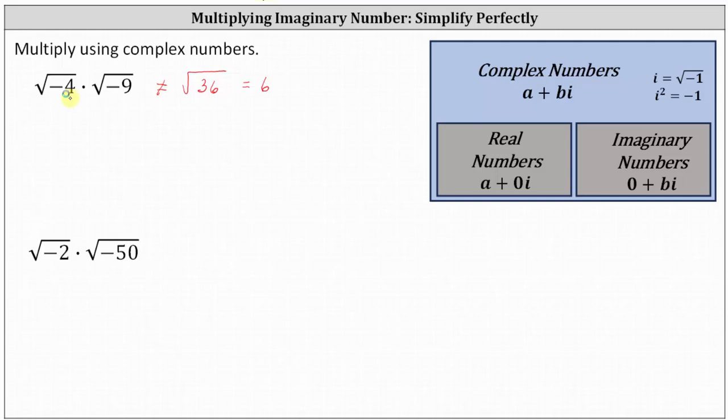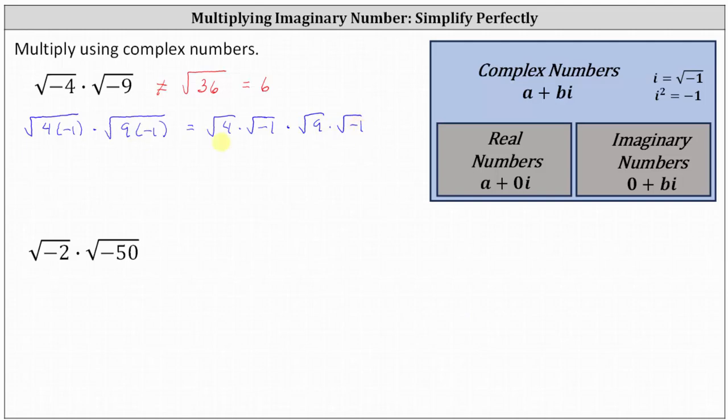Let's write the square root of -4 as the square root of the product of 4 and -1. And let's write the square root of -9 as the square root of the product of 9 and -1. To show some additional work, let's write the square root of the product of 4 and -1 as the square root of 4 times the square root of -1. And let's write the square root of the product of 9 and -1 as the square root of 9 times the square root of -1.